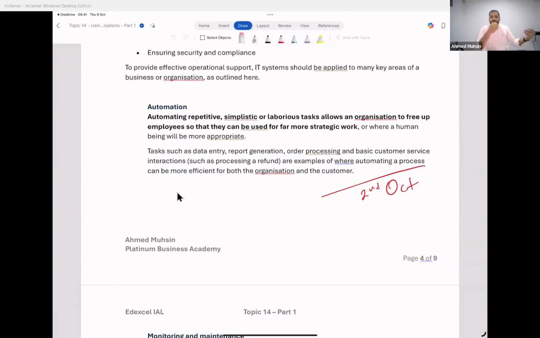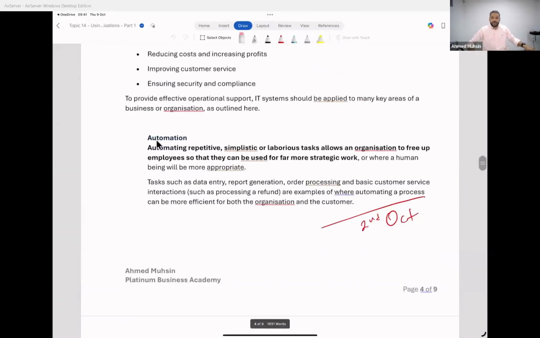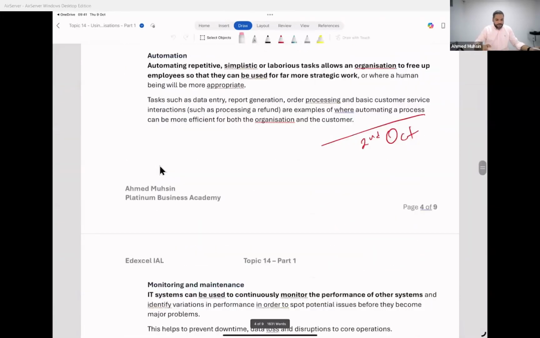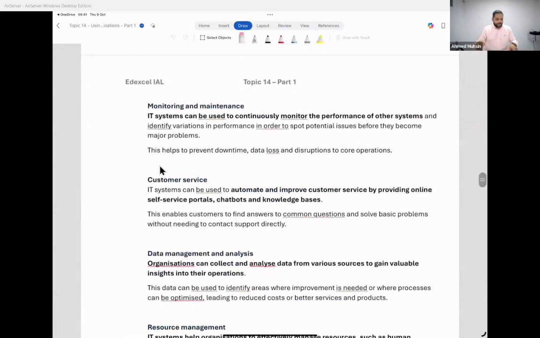Earlier it was a human who was handling it. They would connect you with a human being. You would tell that person your problem, and he would solve it for you. But now you have a computer system handling it for you. Okay, so everybody under operational support, we spoke about automation, where IT systems are used to run certain activities for us. After automation, can everyone move down to the next one? Monitoring and maintenance. Everybody okay with this?